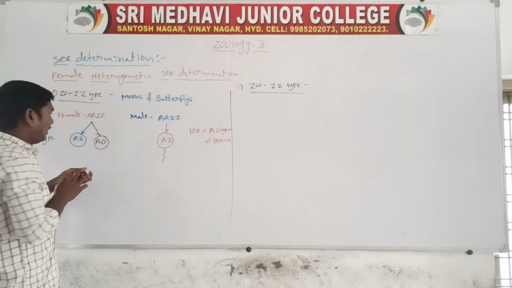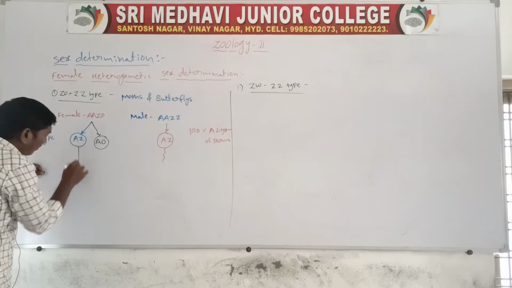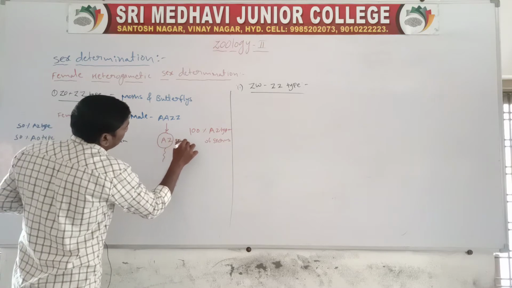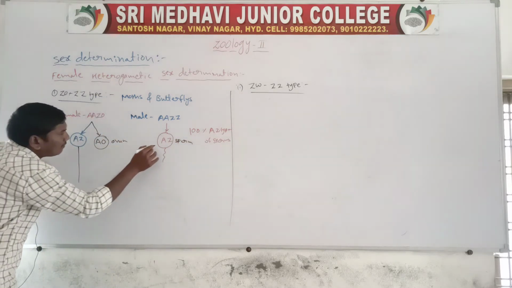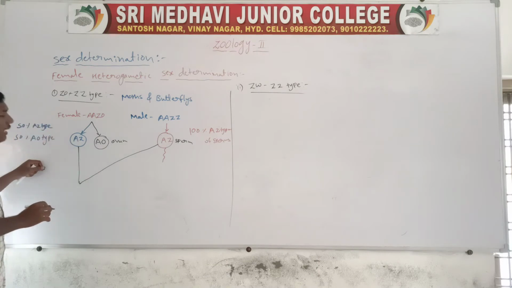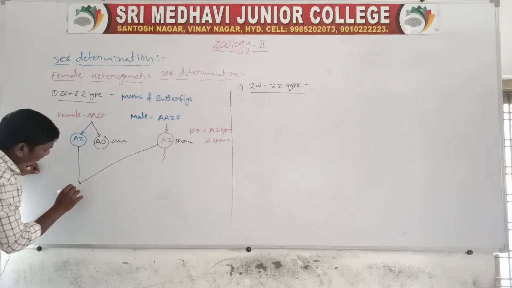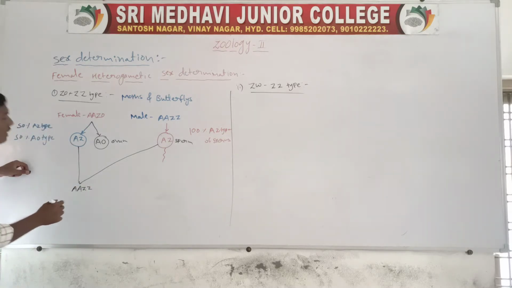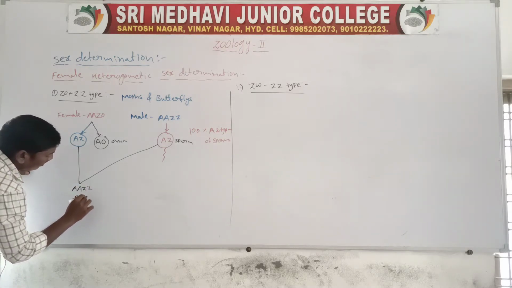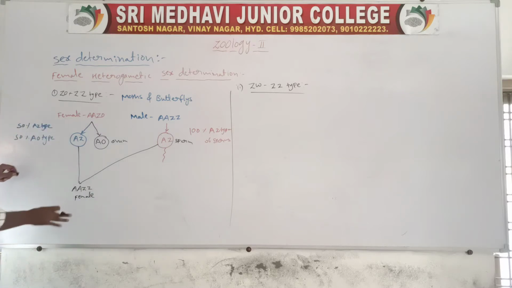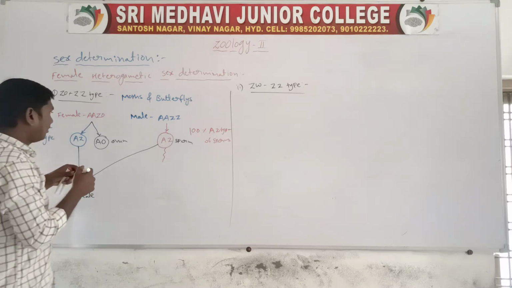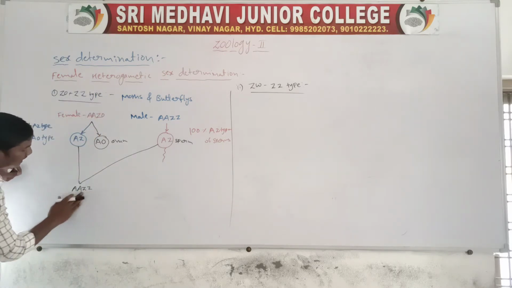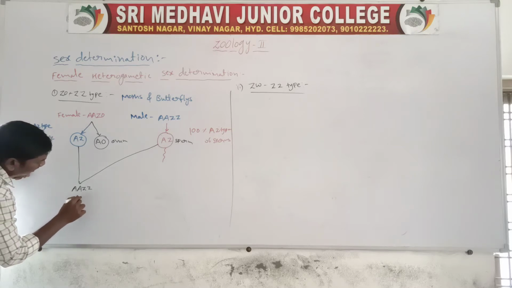In fertilization, these are the ovum and these are the sperm. The AZ type ovum fuses with the AZ type sperm, forming AA ZZ. Sorry, these are the male. So AAZZ is called a male child.